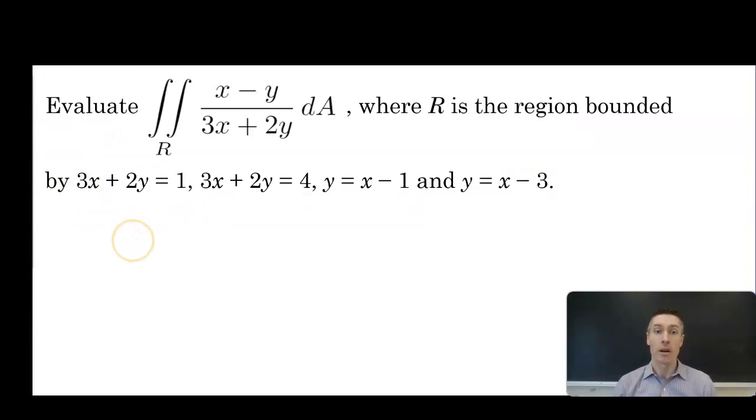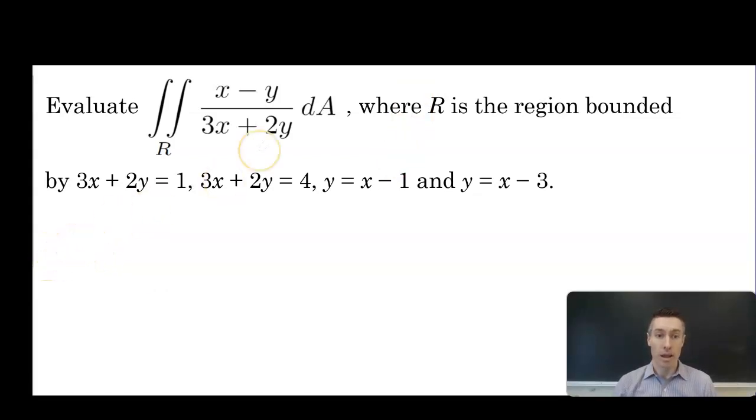Next, evaluate the double integral over the region R of x minus y over 3x plus 2y dA, where R is the region bounded by 3x plus 2y equals 1, 3x plus 2y equals 4, y equals x minus 1, and y equals x minus 3. So the first thing that might stand out to you is they don't tell us what the transformation is. So in this case, we need to create an inverse transformation in order to do this problem. So we have to put in some effort to create that transformation.